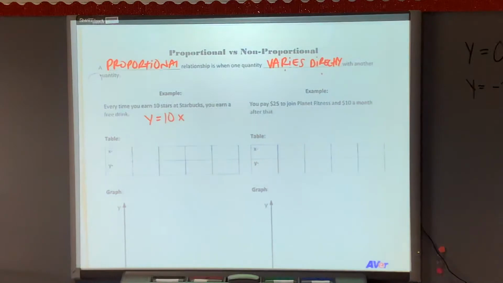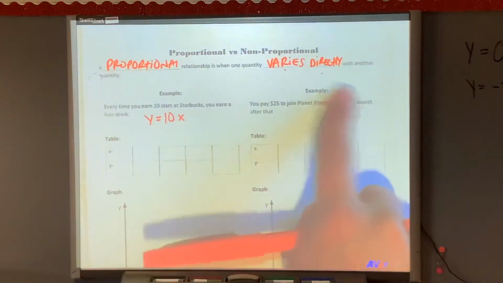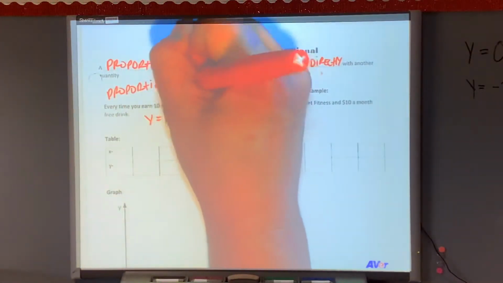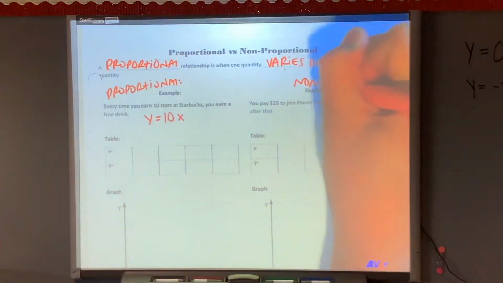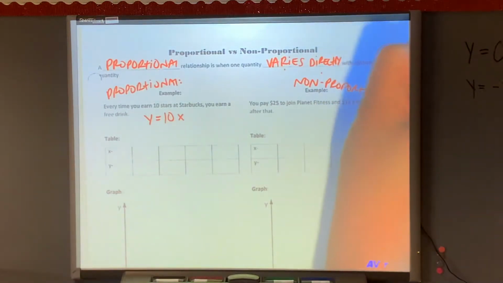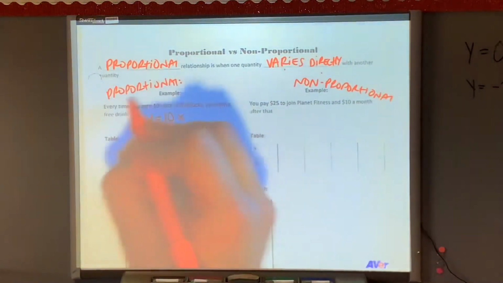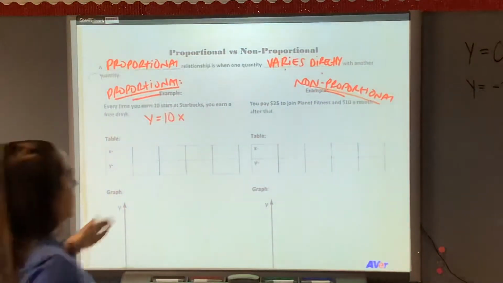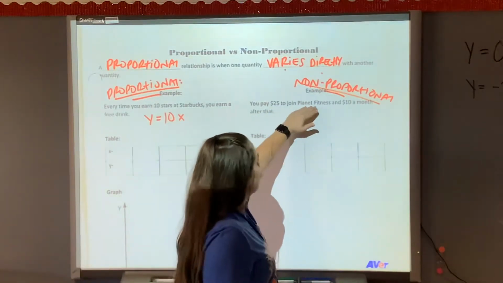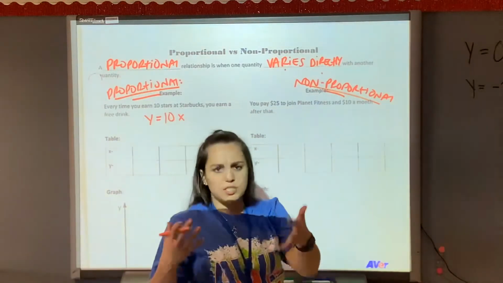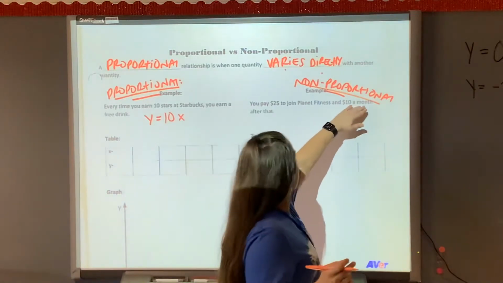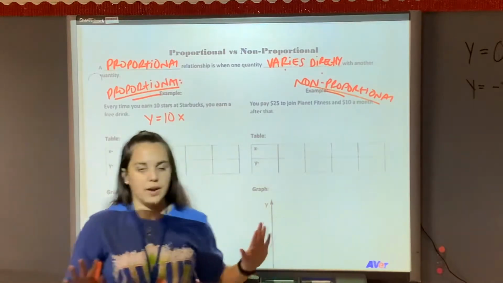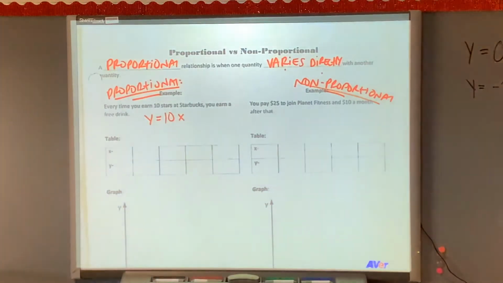Okay? So, let's look at an example of something that is non-proportional. So, these are all proportional examples. And these are all non-proportional examples. So for instance, over here we had a constant rate and we started with 0 free drinks. Over here in this example, it says you pay $25 to join Planet Fitness, which is a workout place, a gym, and $10 a month after that. So you first pay $25 before you work out at all, and then you pay $10 per month.